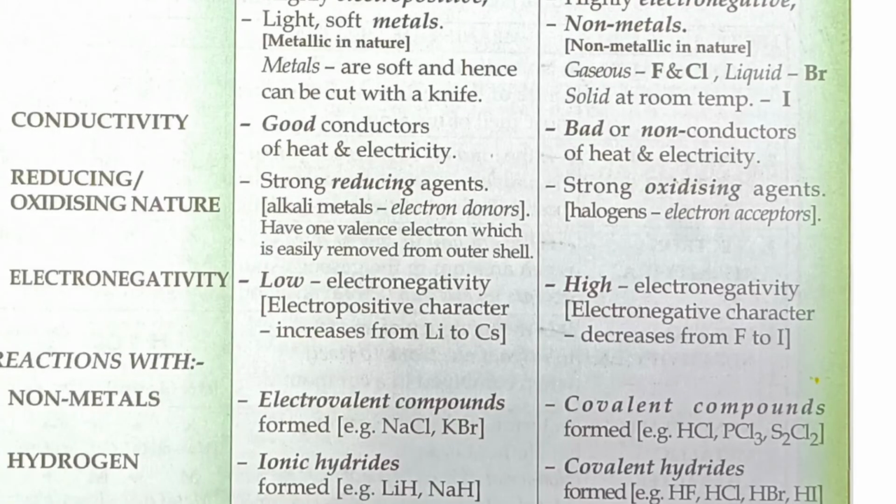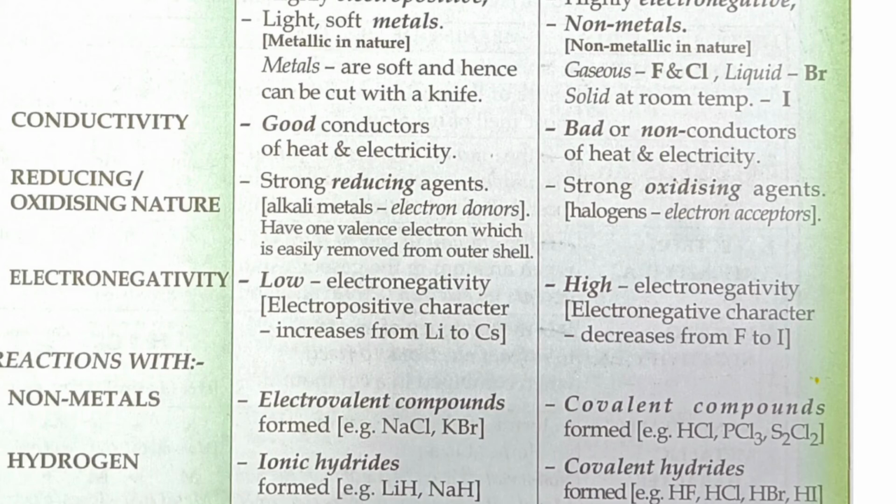Reducing or oxidizing nature. Reducing agents are the ones which reduce the other element. They do not get reduced themselves, they reduce the other element and themselves get oxidized. Strong reducing agents and strong oxidizing agents. Alkali metals are electron donors, have one valence electron which is easily removed from the outer shell, and therefore they are known as strong reducing agents. Halogens, on the other hand, are strong oxidizing agents.